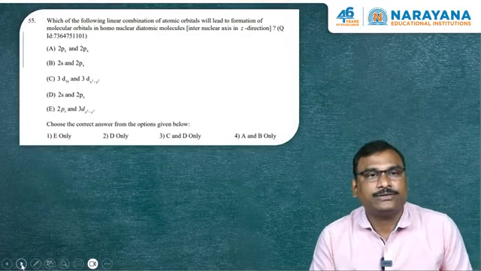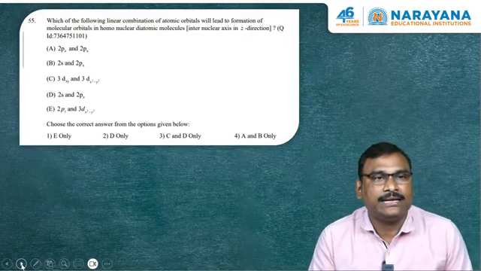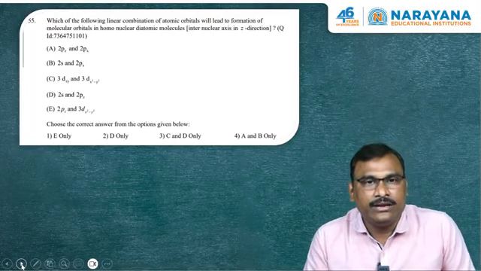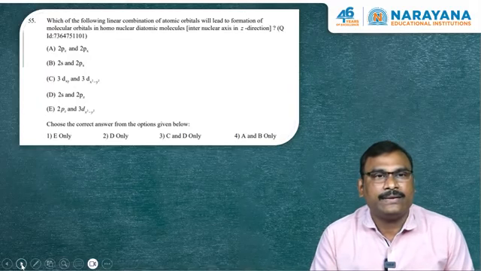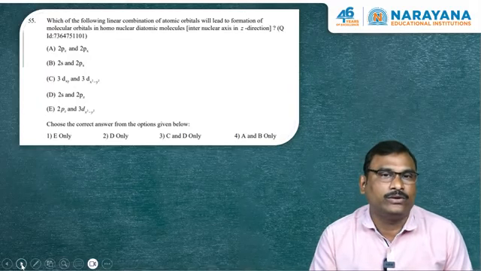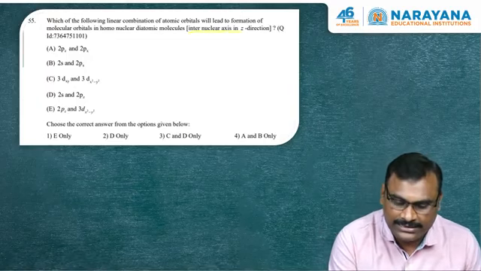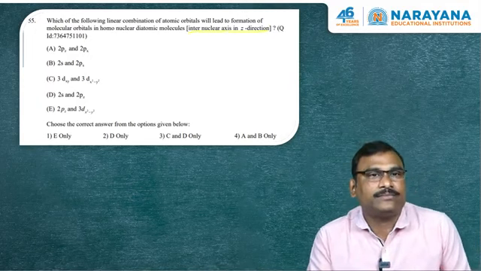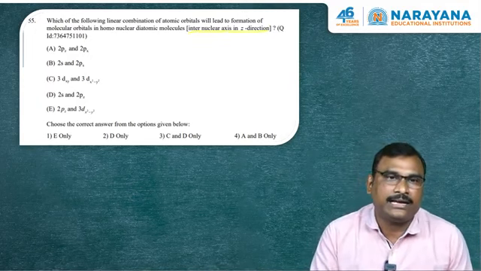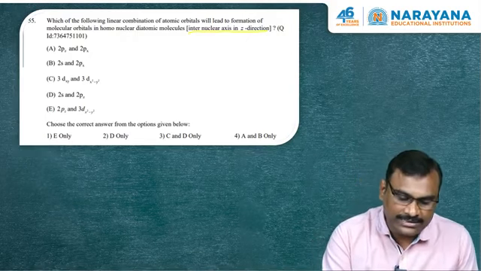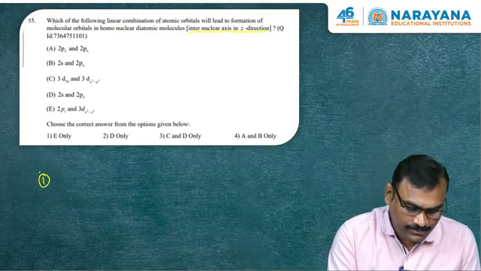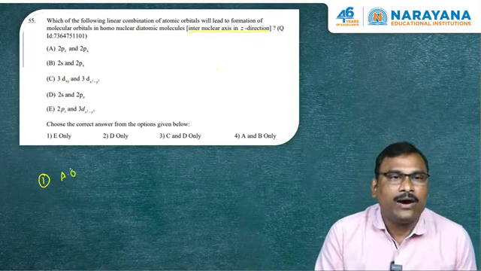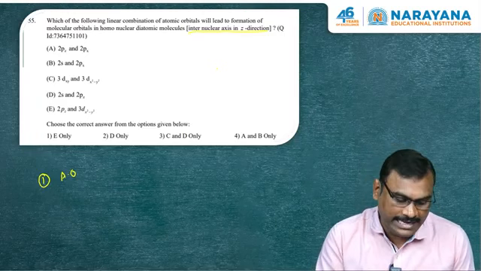Yes, the next question is on molecular orbital theory. Which of the following linear combinations of atomic orbitals will lead to the formation of a molecular orbital in a homonuclear diatomic molecule? Here the internuclear axis is the z direction. You know, everybody, students, for the linear combination of atomic orbitals there are some conditions. What is the first one? The combining atomic orbitals should have the same or nearly the same energy.